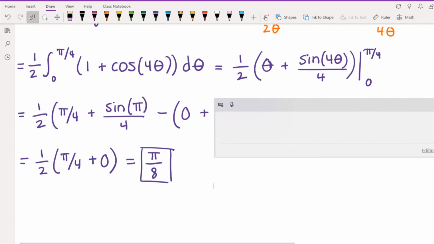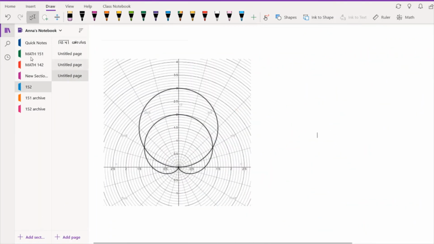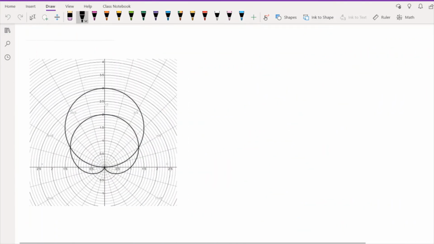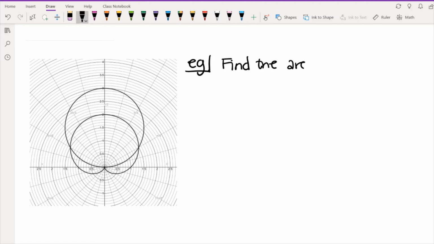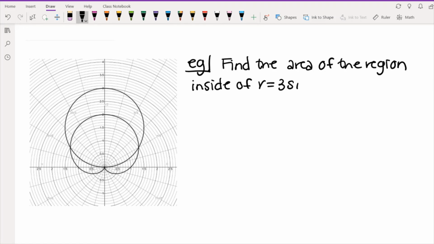Okay, let's do one more example. In this example, we're going to find the area of the region that's basically inside of r is equal to 3 times sine of theta, and outside of r is equal to 1 plus sine of theta.